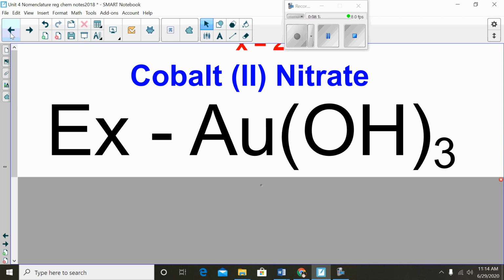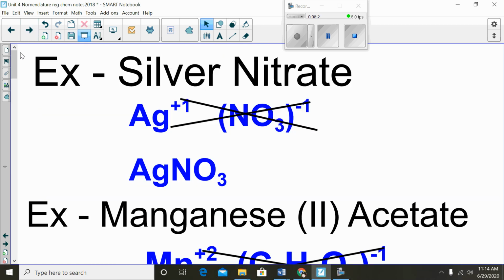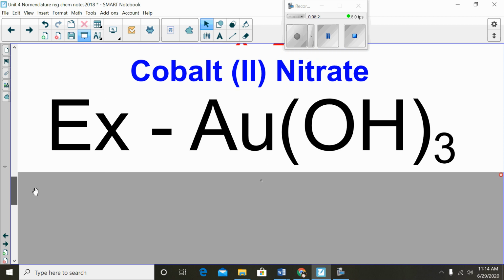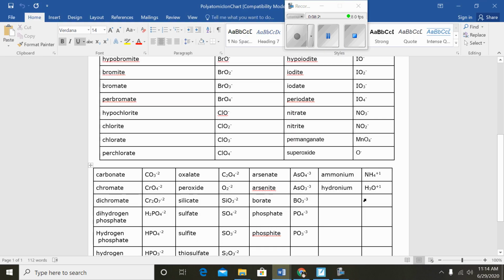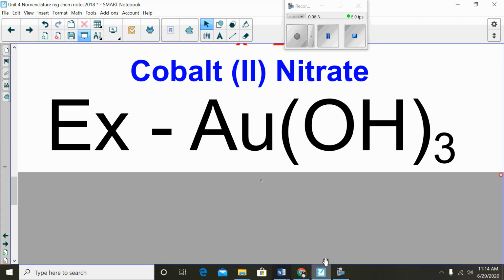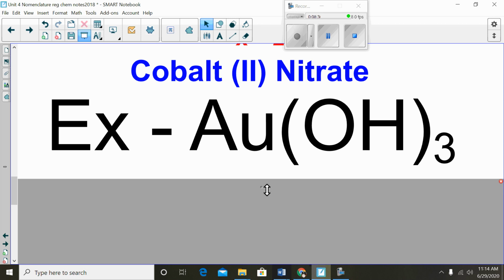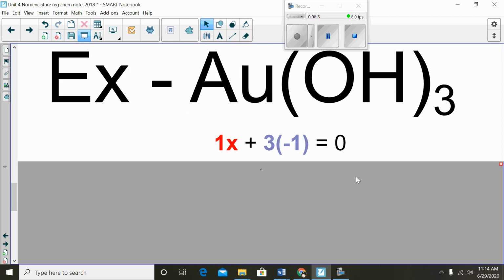Au(OH)3. Au is actually gold, so it is type 2, so we will have to determine the Roman numeral. OH is hydroxide, and hydroxide is on your chart. It's right here. It's OH, and it has a -1 charge. So to solve for the Roman numeral, X is my unknown. That's the gold, which we don't know, and I have 1 in my formula. I have 3 OHs, right? That's what that parentheses means. There's 3 of them, and OH has a -1 charge.